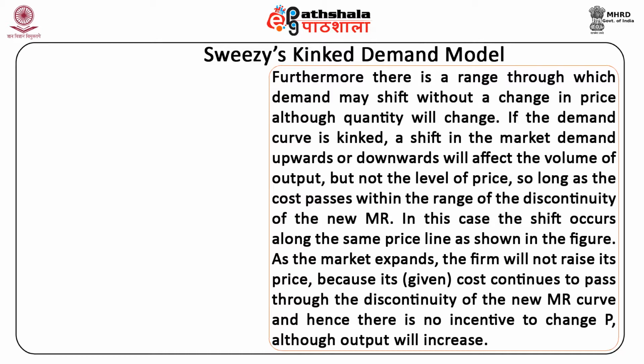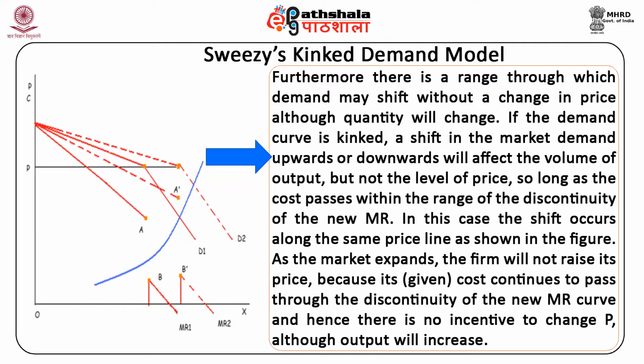If the demand curve is kinked, a shift in the market demand upwards or downwards will affect the volume of output, but not the level of price, so long as the cost passes within the range of the discontinuity of the new MR curve. In this case, the shift occurs along the same price as shown in the figure. As the market expands, the firm will not raise its price because its given cost continues to pass through the discontinuity of the new MR curve, and hence there is no incentive to change P, although output will increase.